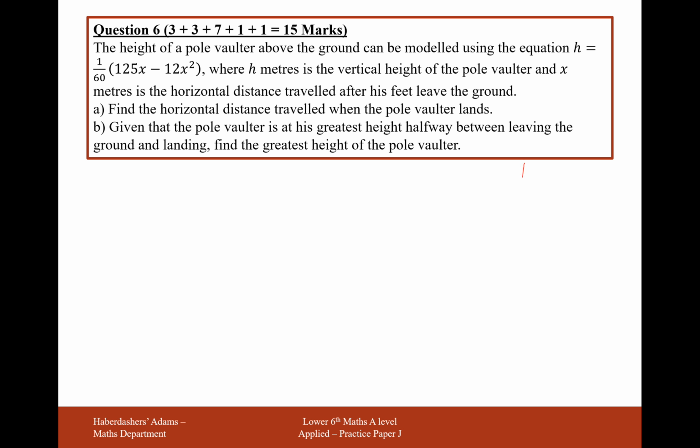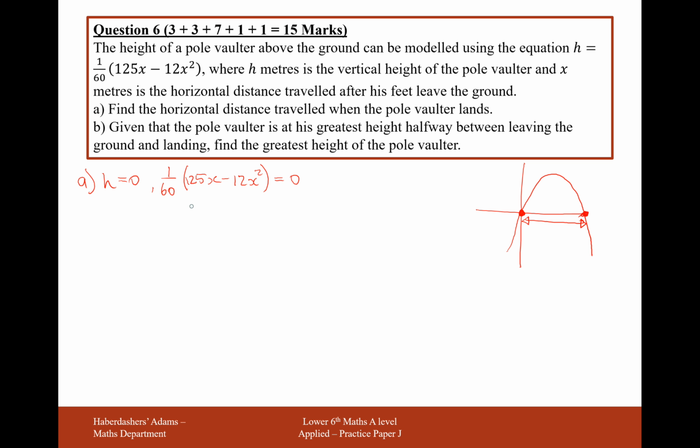Okay, so what we're going to need to do here is effectively solve this equation, because we want to find the values at which the pole vaulter lands. So we're going to look for when the height is equal to 0, what are the values of x? We get 1 over 60 (125x minus 12x squared), because this is our function that helps us work out the height. And we want the height to equal 0, so we want this expression to equal 0.